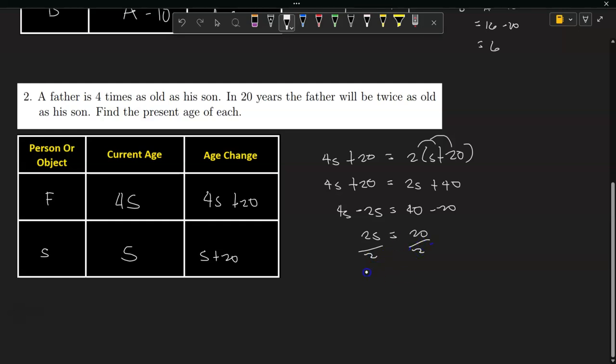And divide everything by 2. The son's age is what? That is just 10. And since the father is 4 times that of the son, the father is 4 times what? 4 times 10. So the current age of the father is what? It is 40 years old. So the father is 40, and the son is actually 10 years old.